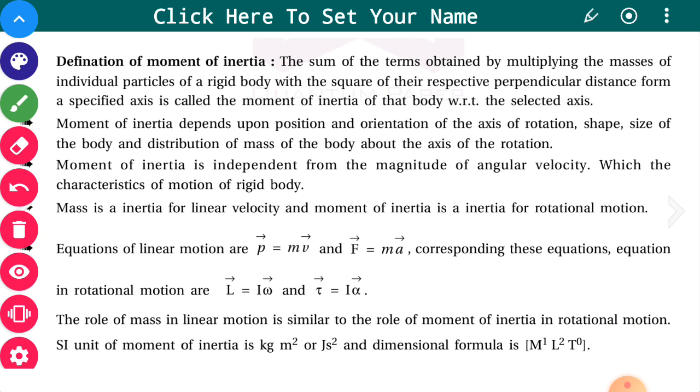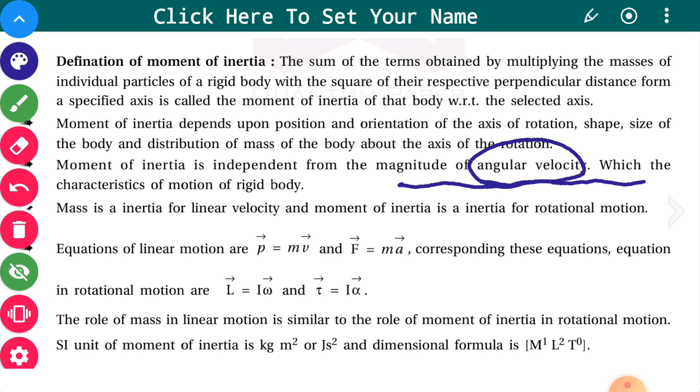So moment of inertia depends on the position and orientation of the axis of rotation. Then it also depends on the shape and size of the body and the distribution of mass of the body about the axis of rotation. Moment of inertia is independent of the magnitude of angular velocity. Here there is m r square, or sigma m_i r_i square. It is not depending upon the angular velocity.